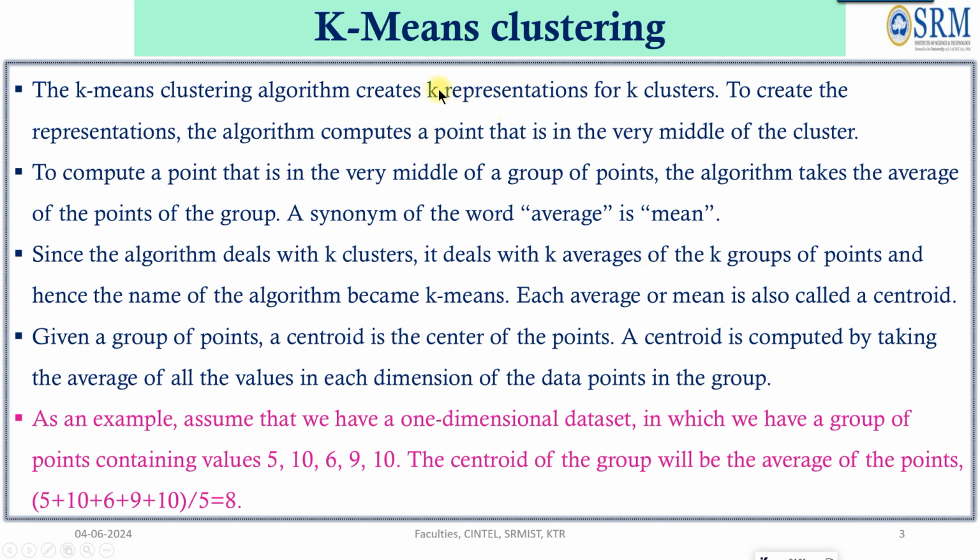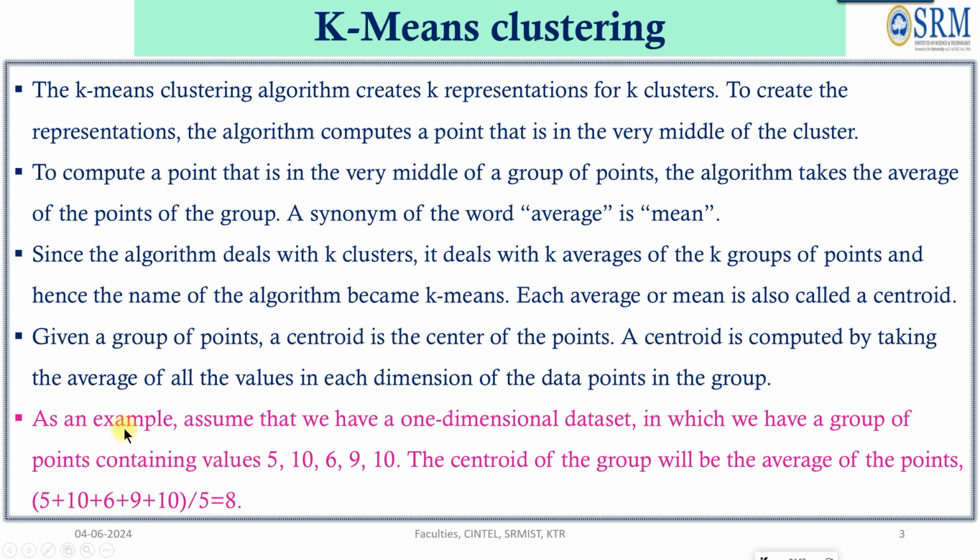If K is equal to 2, then for the given data points we are supposed to create two clusters. To create the representation, the algorithm computes the point that is in the very middle of the cluster, which is the centroid of the given data points, right? The middle point is nothing but the average or mean. Since the algorithm deals with K clusters, it deals with K averages of the K groups of points, and hence the name K-means algorithm.